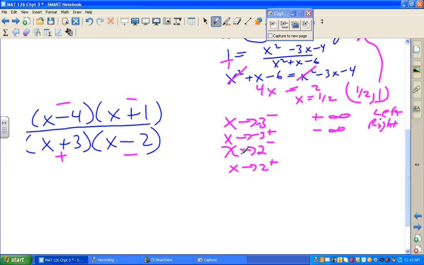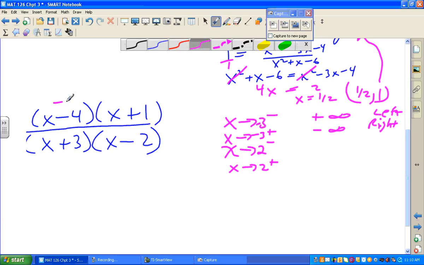Approaching 2 from the left, it'd be like 1.9. That'd be a negative, a positive, positive, and a negative. So I'll go to positive infinity. As you approach 2 from the right, again, that'd be negative, positive, positive, positive. So I have negative infinity. Remember that the little negative sign means from the left, and this means from the right.